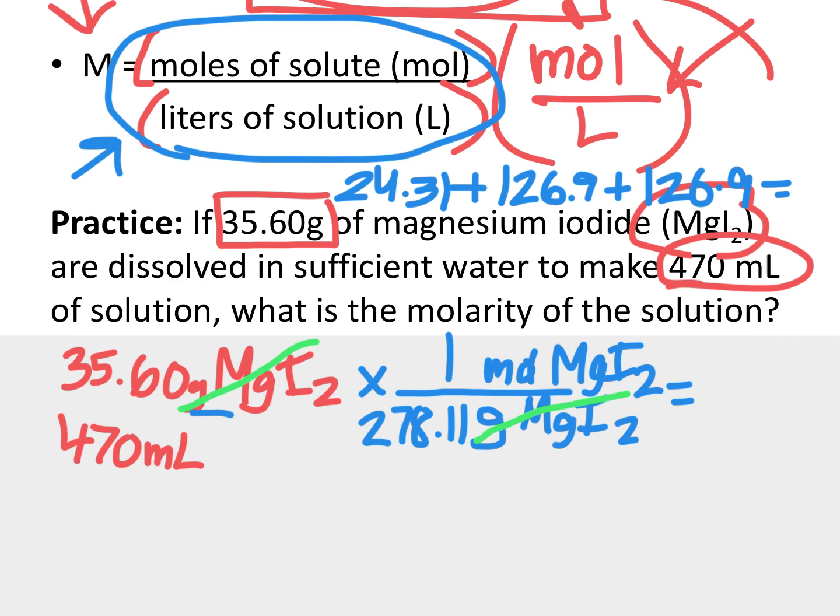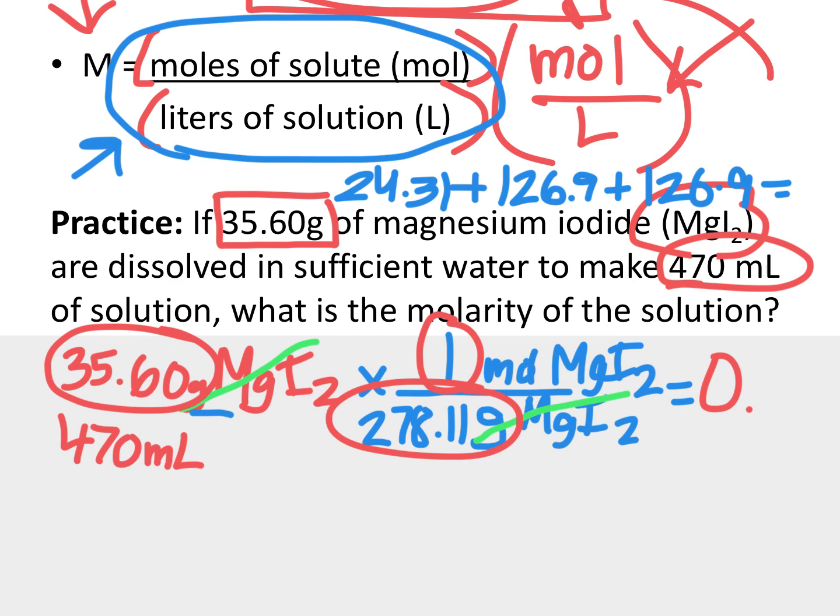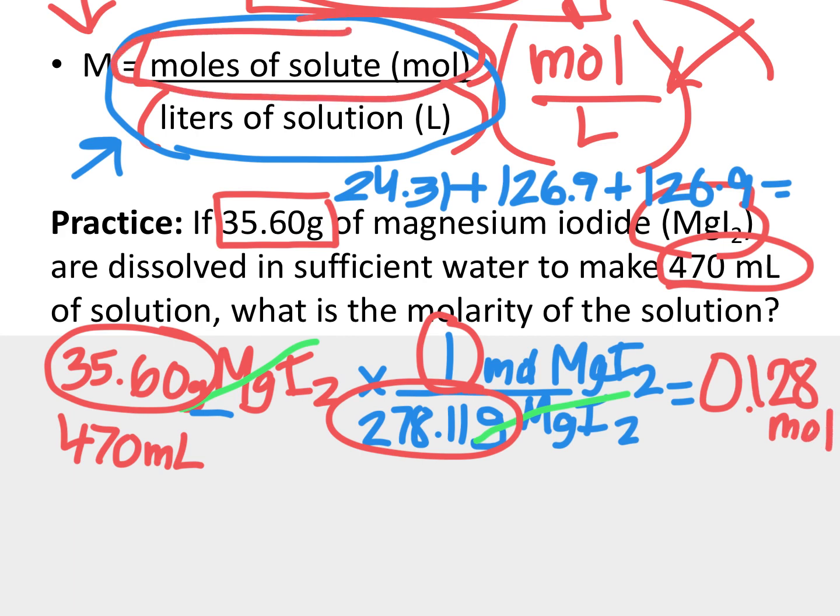So what I'm going to do is 35.60, the first number, then multiply by the top, times 1, and divide by the bottom, which is 278.11 grams. That is going to get me 0.128 moles for my answer. So good news, I now have moles of solute for the top. All I have to do now is convert my 470 milliliters into liters. If you recall, there are 1,000 milliliters in a liter.